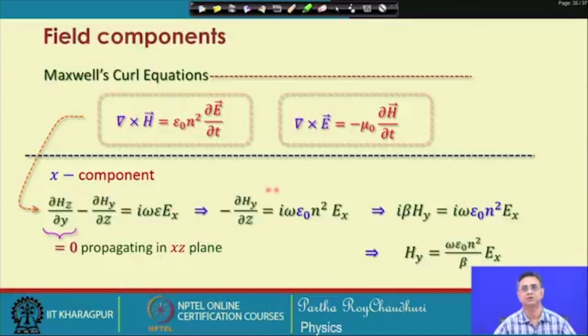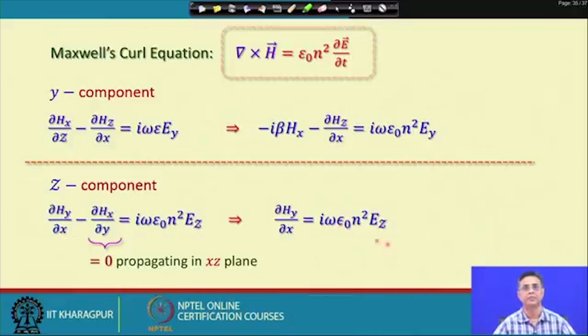So, this reduces the equation to this form, and finally, we can write this equation as, because we also know the time dependence of the field, you can write this in terms of i omega for the del by del t operator. So, this equation represents the x component of this equation. So, H y you can write in this form, omega epsilon naught n squared by beta into E x. So, H y and E x are connected in this way.